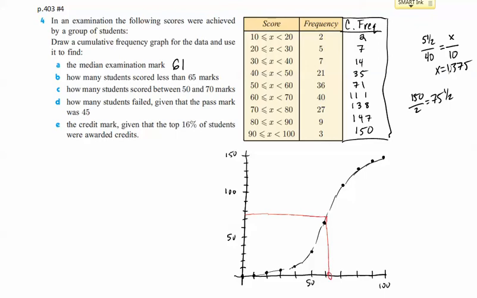So yeah, 61 or so. All right, how many students scored less than 65 marks? Okay, so let's look at that one. So 65 is right here.